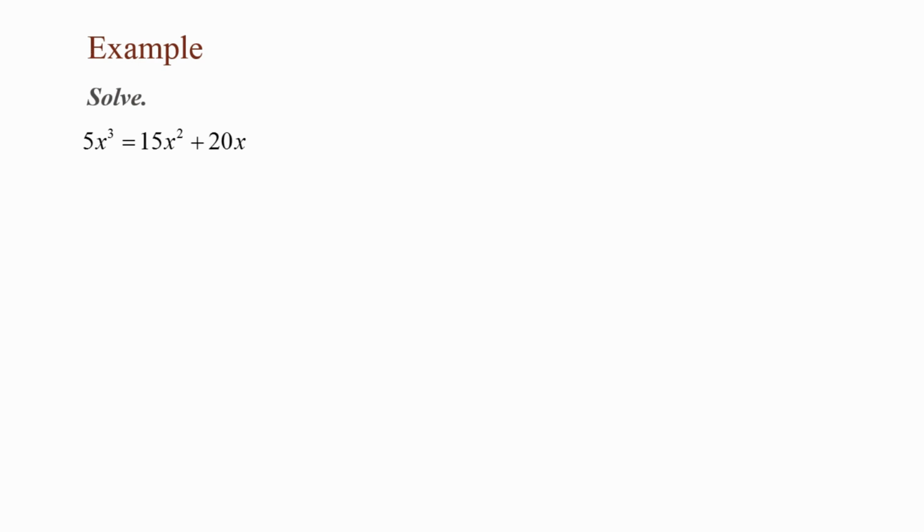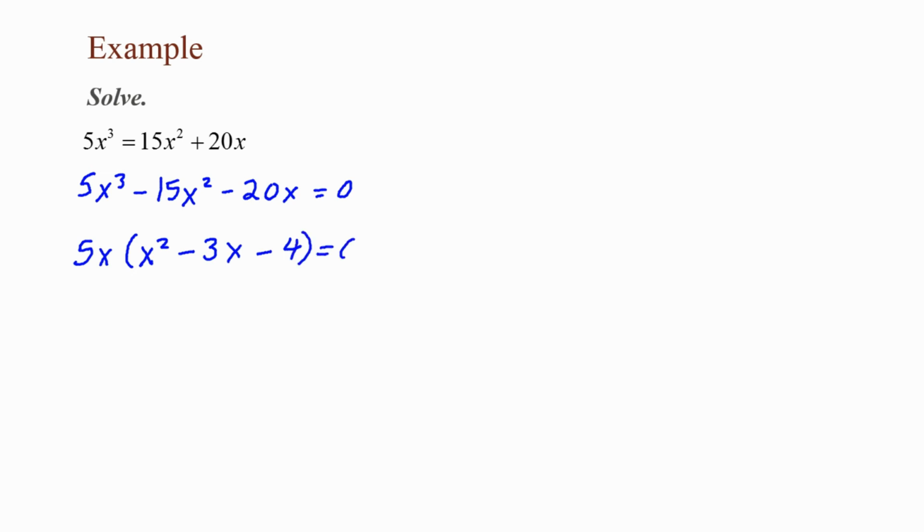In this example, solve 5x to the third equals 15x squared plus 20x. Our first step is to get it equal to 0. So I bring down my 5x to the third. Subtract 15x squared from both sides, and I get a negative 15x squared. Subtract 20x from both sides, and I get a negative 20x equals 0. Then I want to factor out my GCF, which is 5x. That gives me x squared minus 3x minus 4 equal to 0.